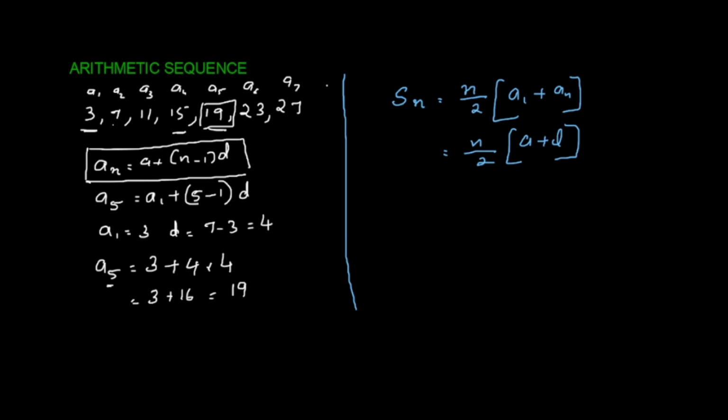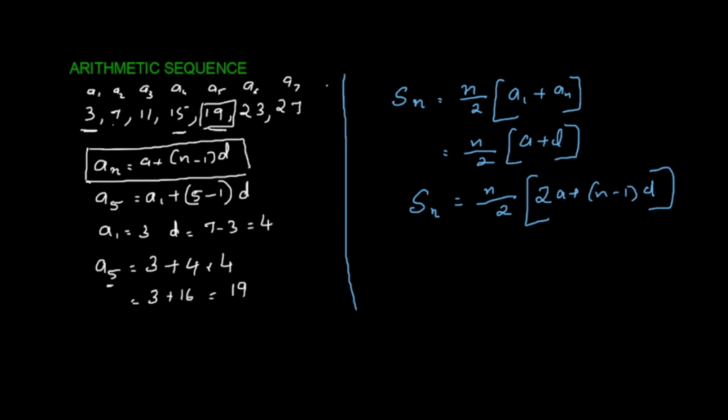If you don't know the last term, L, the ending term, one more formula is there, that is Sn is equal to n by 2 into 2a plus n minus 1 into d. That means if you don't know the last term, we can use this formula, that is Sn, sum of n terms is equal to n by 2 into 2a plus n minus 1 into d.